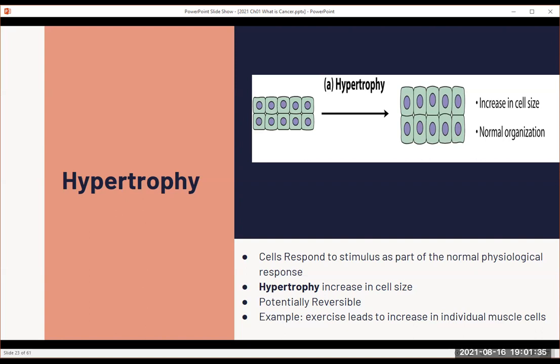But this could be a normal response. What is the body responding to? Is there a stimulus that's causing this to happen? And certainly this could happen in response to exercise or something like that.